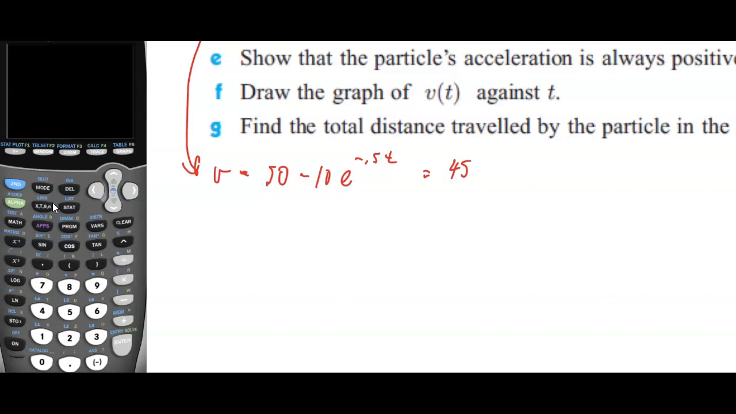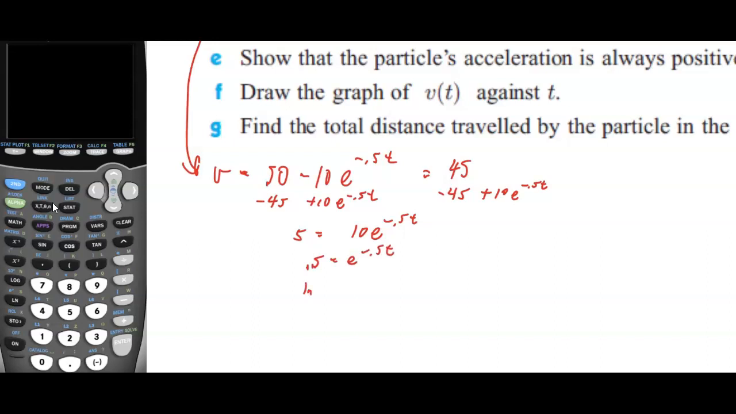First of all, I am going to subtract 45 from both sides. And then I'm going to add 10 e to the negative 0.5 t to both sides. The reason I'm doing that is I want the e to the negative 0.5 t on one side and everything else on the other side. So that's what I'm going to end up with: 5 equals 10 e to the negative 0.5 t. Divide both sides by 10, and I'll get 0.5 equals e to the negative 0.5 t.